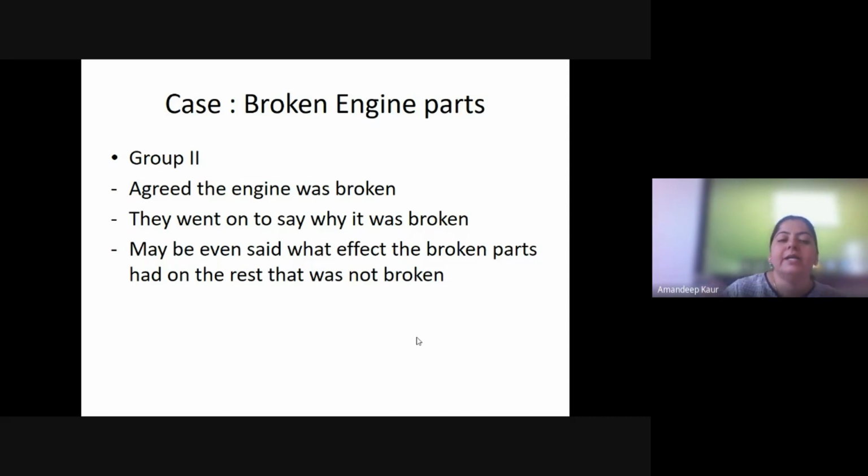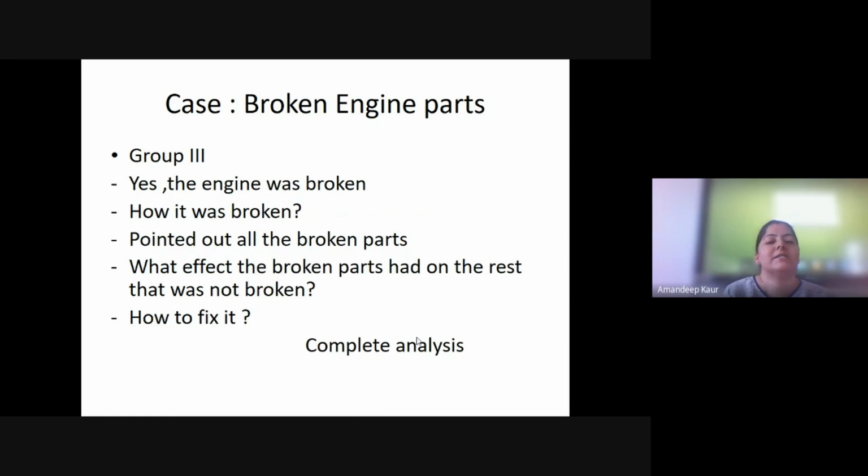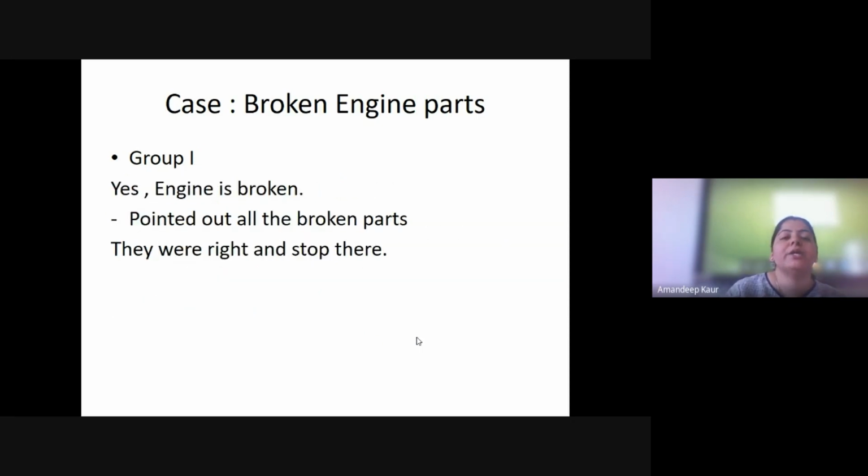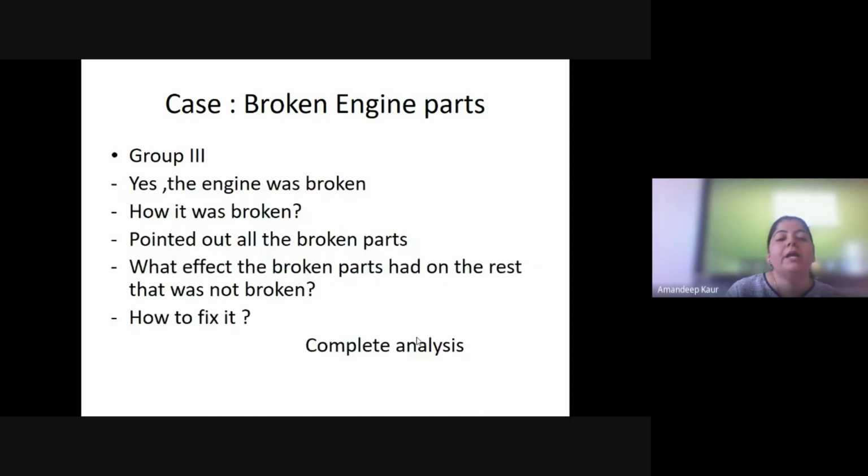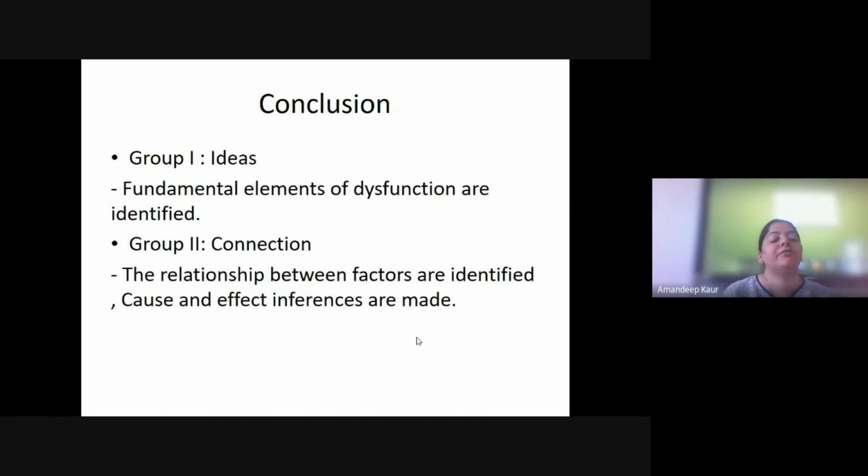So they extend their limit as far as case study analysis is concerned. And the third group of students came to me and said yes, the engine was broken. They went on to say how it was broken, pointed out all the broken parts, also mentioned what effect the broken part had on the rest that was not broken, and even provided us a solution on how to fix it.